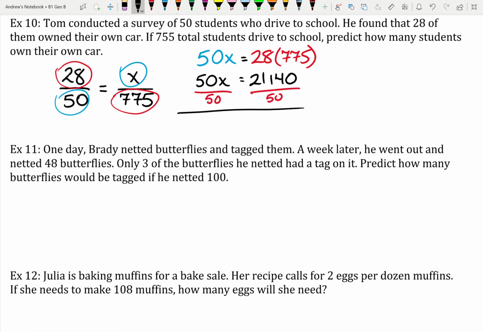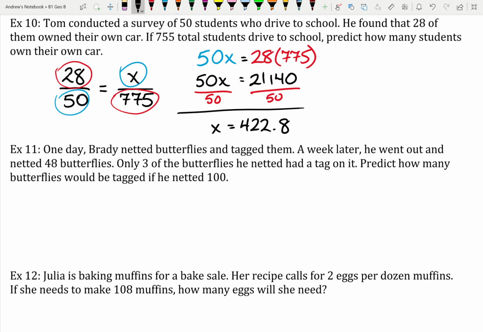So we're going to get that x is equal to 422.8. When you're doing problems that involve real-world situations like these ones, whenever you end up with a decimal, it's going to be a really good idea to round your answer, right?